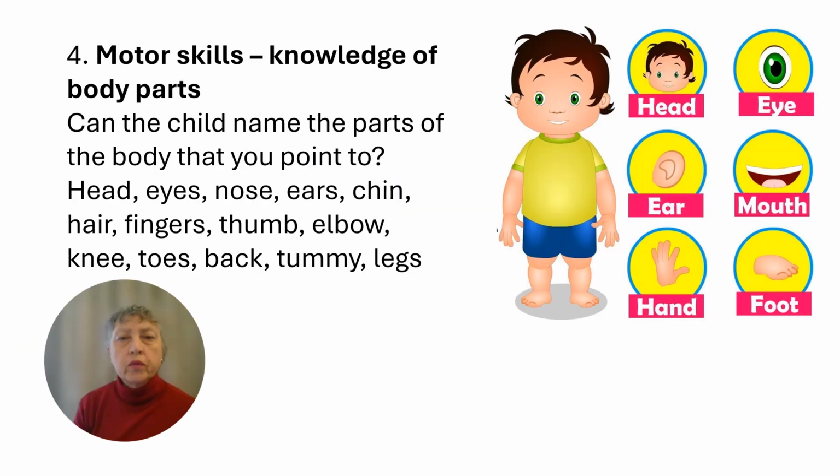In Part 4, observe and record whether the child knows the parts of their body. You point to parts of your own body, for instance on this list, and ask the child, what is the name of that body part? The child can answer in their home language. Record if the child knows these parts, such as the head, eyes, nose, ears, chin, neck, fingers, thumb, elbow, knees, toes, back, tummy, legs, foot.